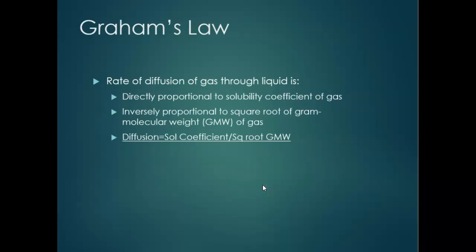Graham's law talks about the rate of diffusion of gases through a liquid. So that's going to be proportional to that solubility coefficient. So Henry's and Graham's law work side by side when we're talking about diffusion of gases into the blood. It's also going to be inversely proportional to the square root of the gram weight. So diffusion is going to increase when it becomes more soluble, is what this is saying, and it's going to decrease based on how large the molecule is.